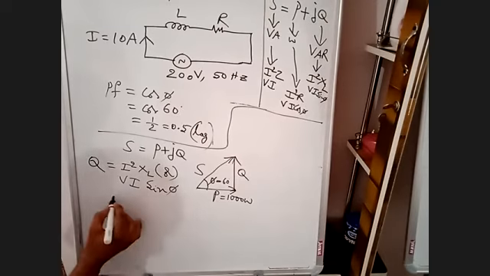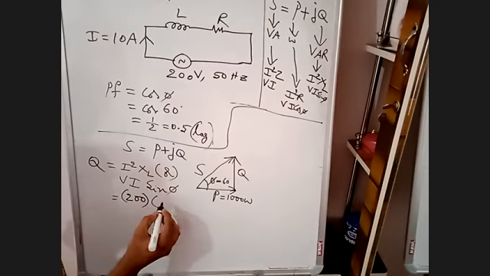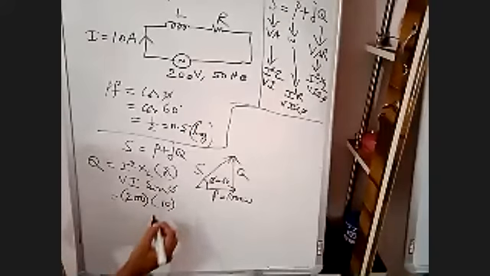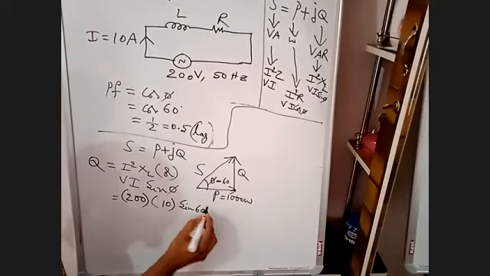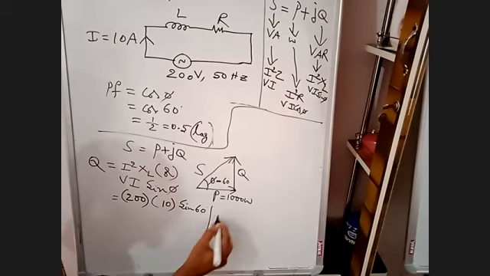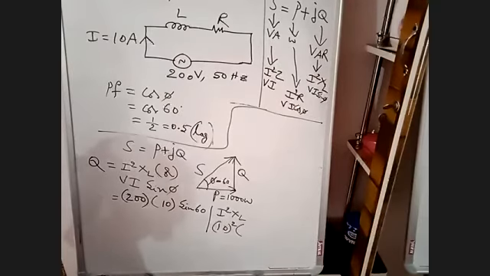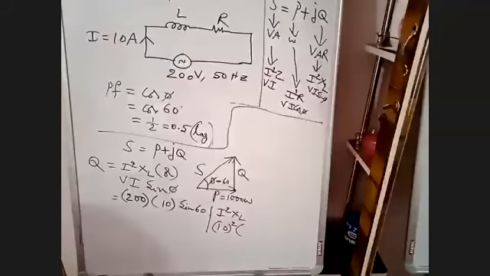What is V? It is 200. I is 10 sin 60, because we can use this formula or I square XL. I square is 10 square. What is XL? 17.3, 17.32.